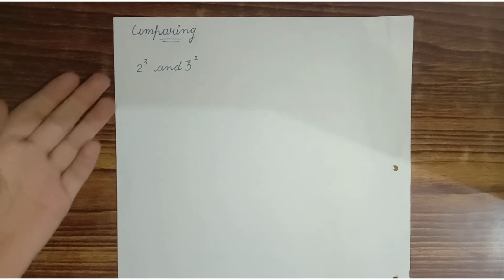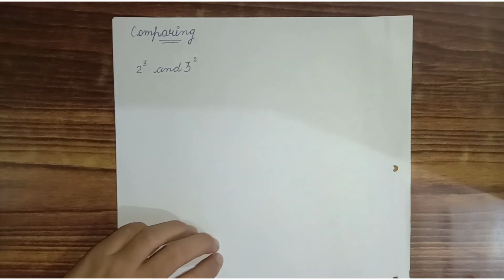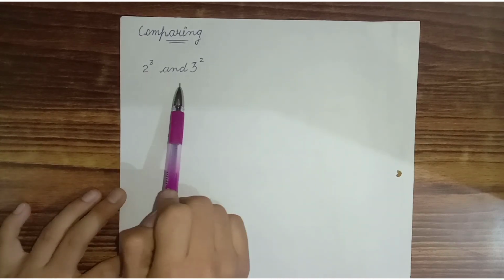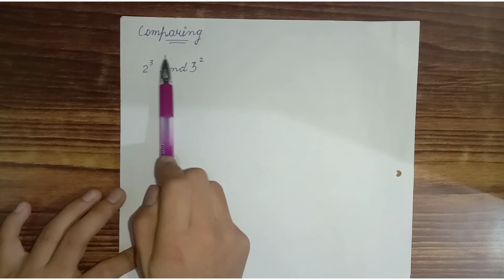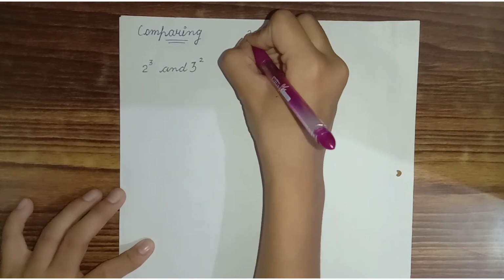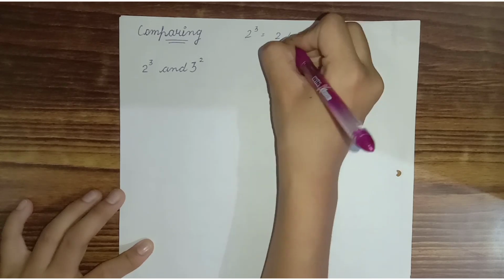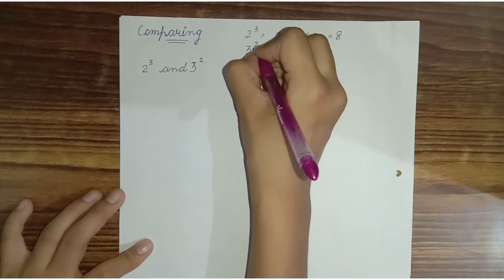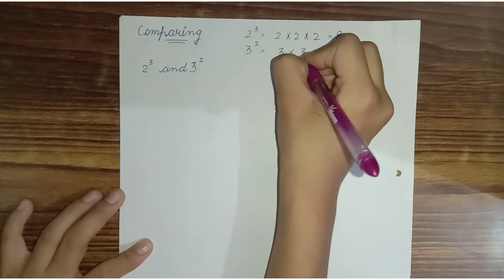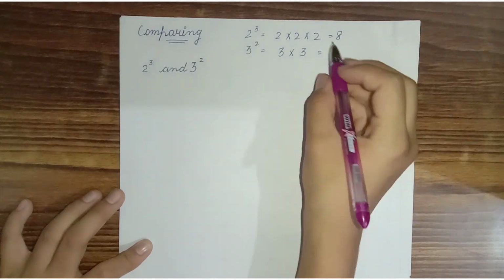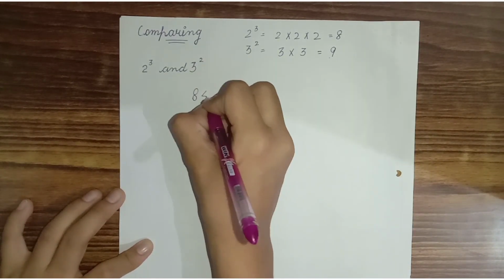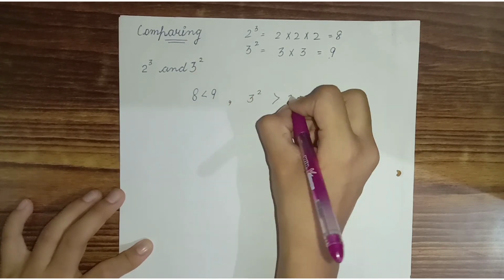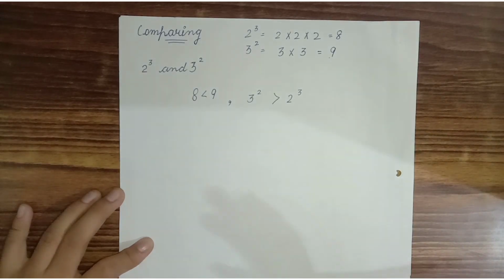So friends, what about the concept of comparing? If we want to compare in exponential form, let's see how we'll do that. First of all, I have taken an example: 2 raised to the power 3 and 3 raised to the power 2. 2 raised to the power 3 can be written as 2 into 2 into 2, which is equal to 8. And 3 raised to the power 2 can be written as 3 into 3, which is equal to 9. Now which is bigger? 9 is bigger than 8, obviously. So we will write 3 raised to the power 2 is bigger than 2 raised to the power 3. Okay, so it's so easy like that.